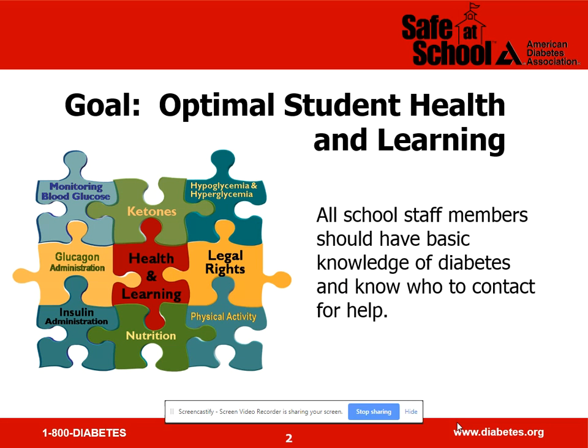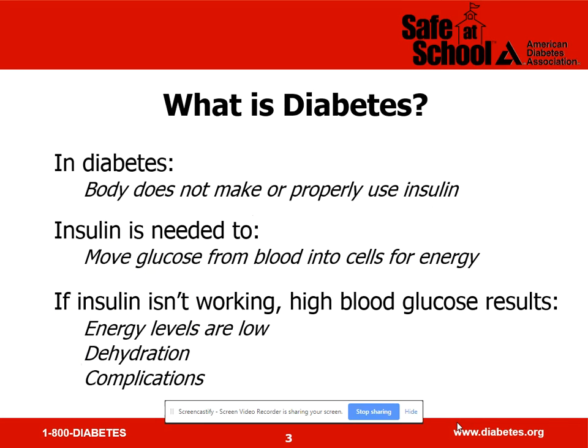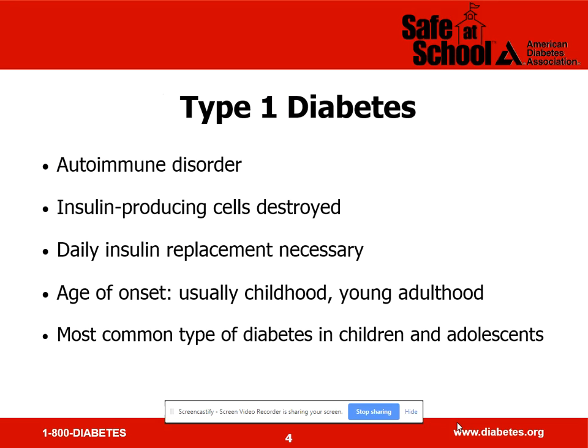The one thing about diabetes is it is indeed a puzzle between physical manifestations, health and learning issues, legal rights, nutrition, physical activity, and many other components. Diabetes is the body's inability to make or properly use insulin. Insulin is used to move glucose from blood into the cells for energy. If insulin isn't working, high blood glucose can result, and energy levels will be low, dehydration or complications may occur.